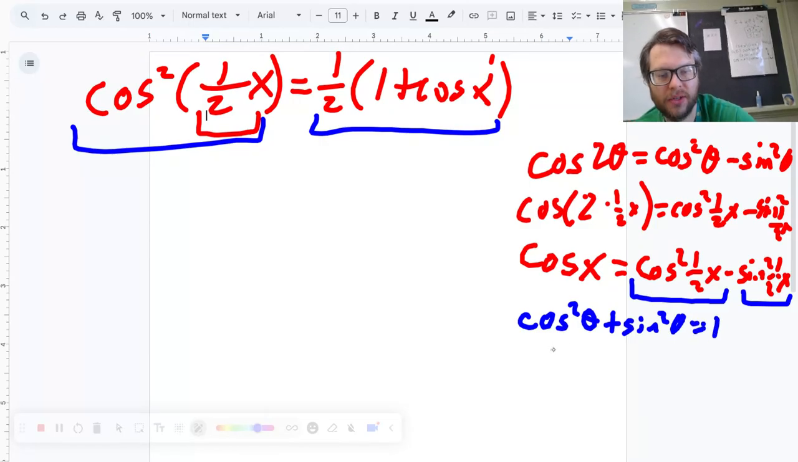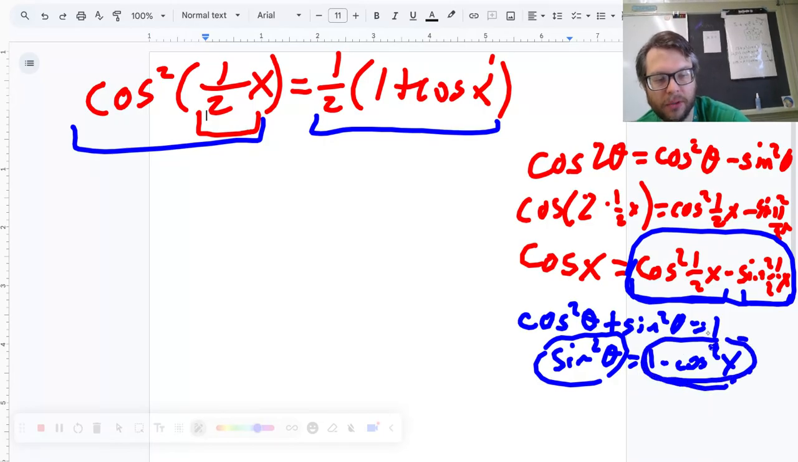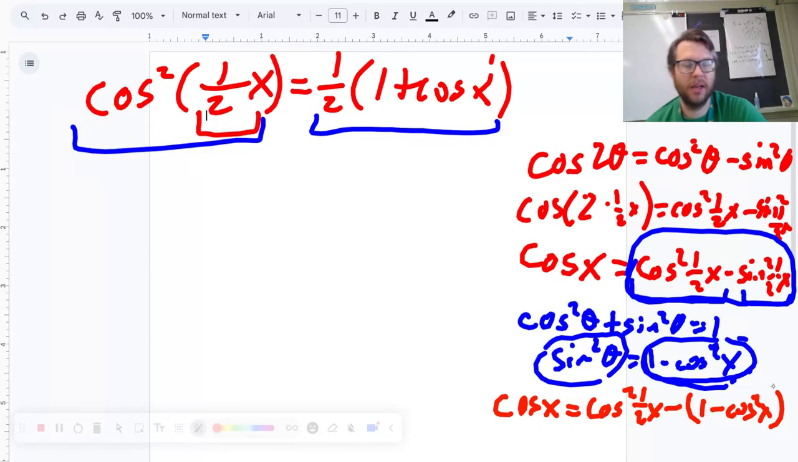But I know that for any angle, cosine squared theta plus sine squared theta is equal to 1. And just like I did a few minutes ago, I know that sine squared is 1 minus cosine squared. So I'm going to take this version of my cosine formula, and I'm going to replace sine squared with 1 minus cosine squared. So this is another version of the formula that you can see in your formula packet. I'm going to do one step of simplification first. I've got cosine squared of a half x minus, replace sine squared with 1 minus cosine squared of a half x.